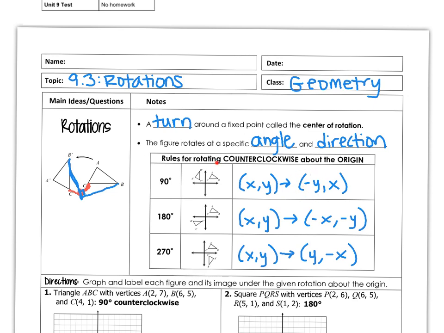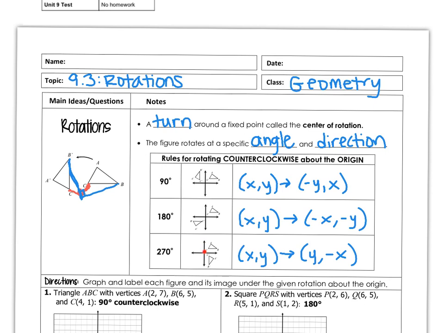So again, I'm taking my original and I'm rotating it 90 degrees counterclockwise. 180 degrees will actually be the same counterclockwise or clockwise, but the rule with this one is you're going to take your x and y coordinate and you're going to just negate both of them. So do the opposites of each. For 270 degrees counterclockwise, you flip it again, but then you negate your x value.